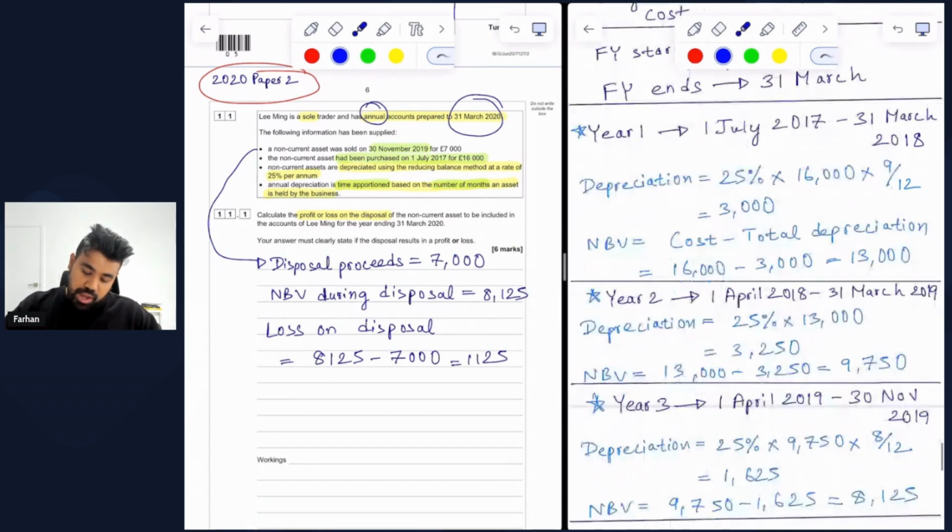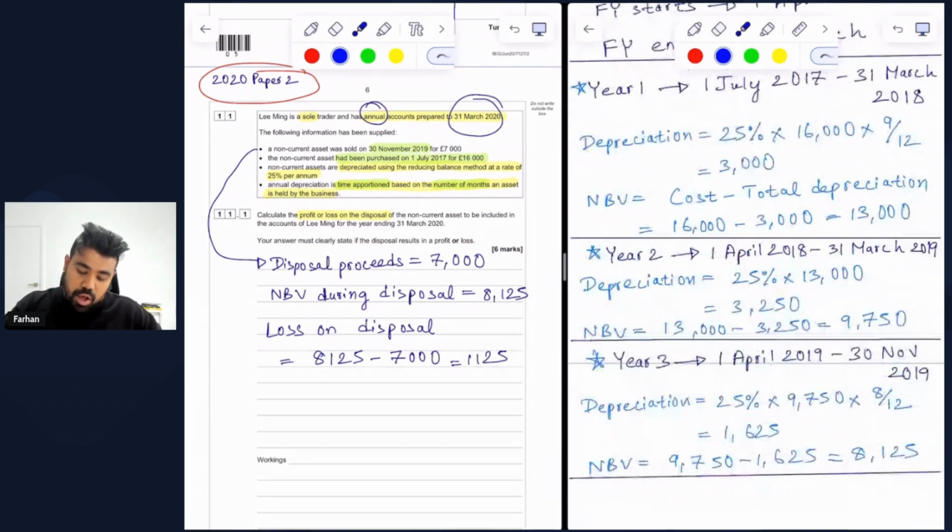Now, year 3, as we understand, will start on 1 April 2019, but in this case will end on 30 November 2019. Why is that so? We understand that the asset was sold on 30 November 2019 for £7,000. And we also understand that when you want to find the depreciation, you calculate it based on the number of months the asset was actually used in the business.